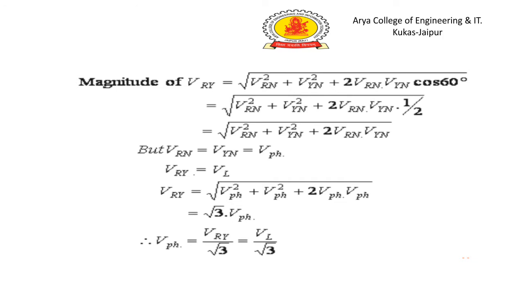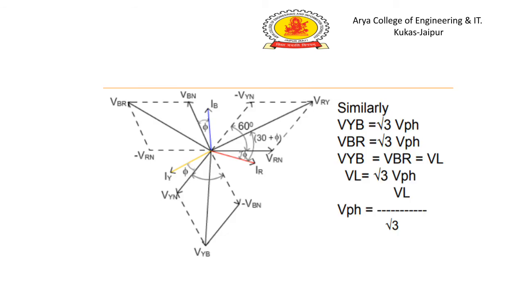Then putting in these voltages, the relation between phase voltage and line voltage is that the phase voltage equals VL upon root 3. This is the phasor diagram. We have seen R, Y and B.